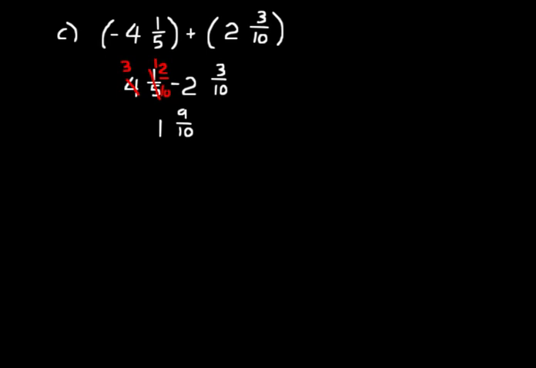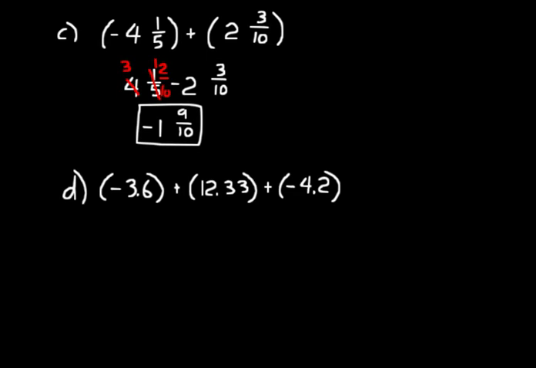And put a negative sign out front, because our answer has the same sign as the number with the greater absolute value. -1 9/10 is our answer. Let's do one more problem. Doesn't matter if it's fractions, decimals, integers that we're working with. We can still follow those steps of how to add signed numbers together.